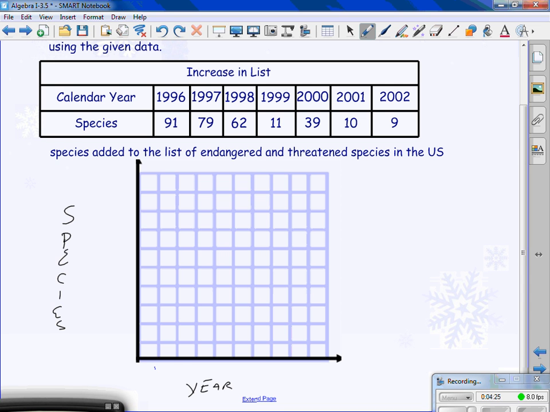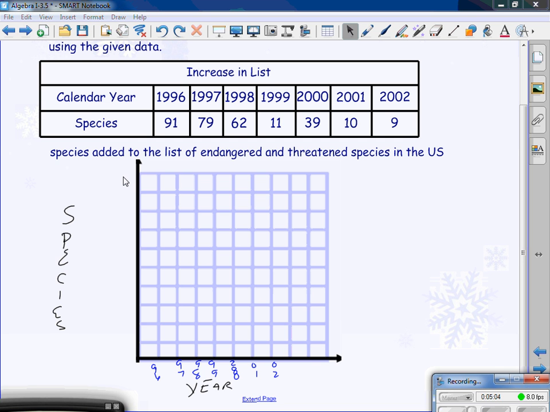So I'm going to do 96, 97, 98, 99, 2000, 2001, 2002. Now for time, we usually just put whatever they give you, flat down. Don't change anything. But you can't do that on the left. I can't go 91, 79, 62, 11, 39, 10, 9. If you do that, your graph is incorrect. That is not how you graph.